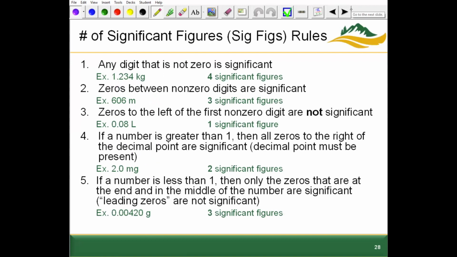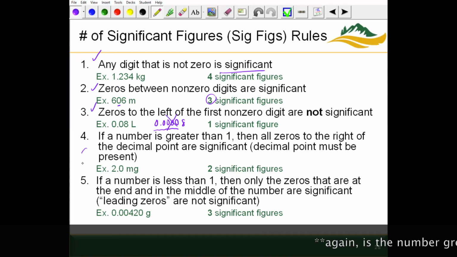Next, this set of rules is available in your Chapter 1 PowerPoint slides. Just to go over these, any digit that is not 0 is always going to be significant. So that is one of the rules here. Zeros between non-zero digits, those are also always significant. So the 0 here, that still counts as a significant digit. Now, number 3 can get a little bit confusing, but zeros to the left of the first non-zero digit are not significant. If this were 0.00008, these are also still not significant values, for example.